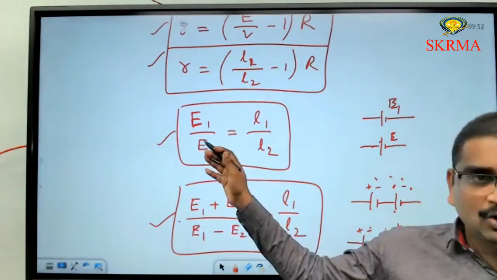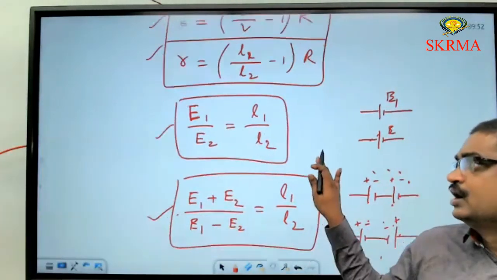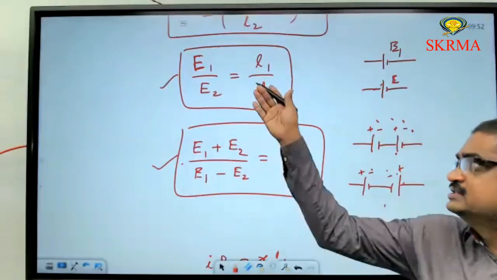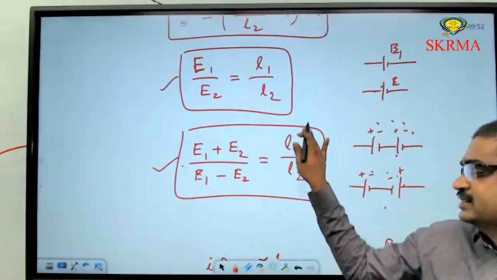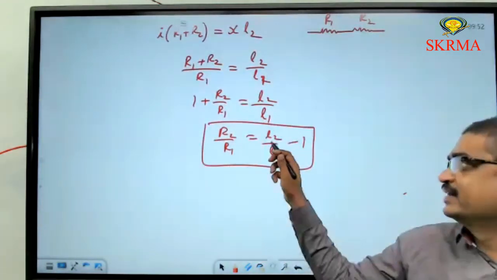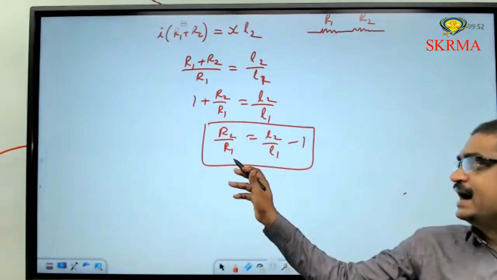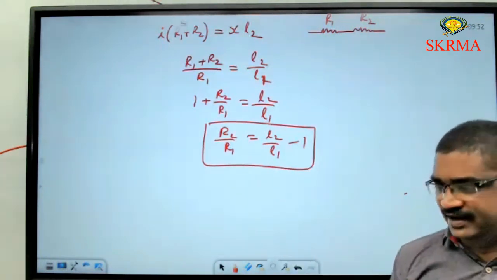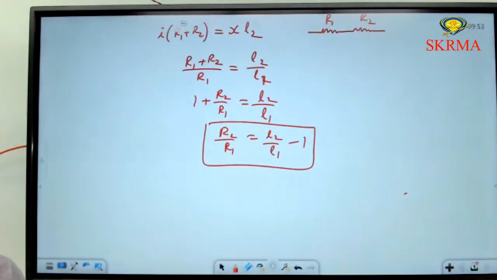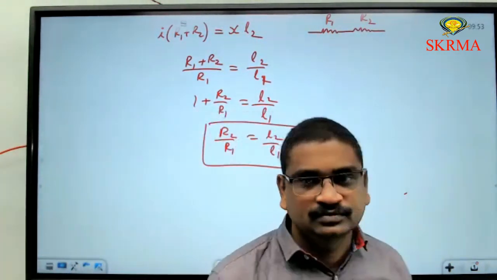In the second case, to compare EMF, E1 by E2 equal to L1 by L2, or E1 plus E2 by E1 minus E2 equal to L1 by L2. These are the two formulas in the second case. In the third case, the formula is R2 by R1 equal to L2 by L1 minus 1. These are the three different case formulas related to the potentiometer. Just check this once.